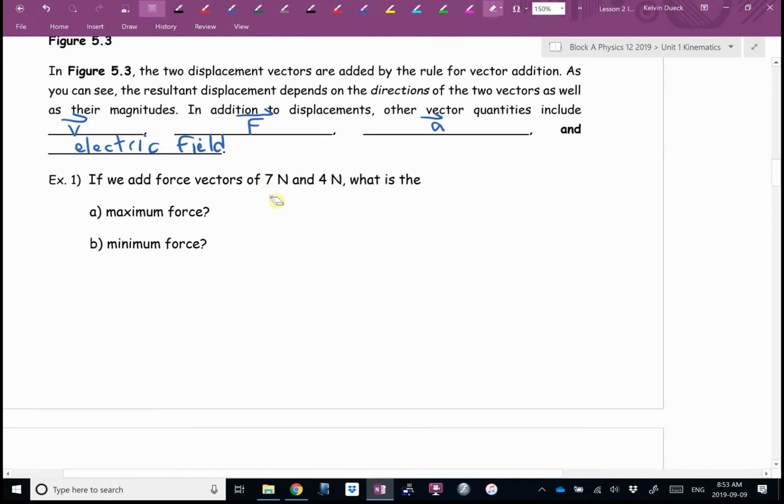If we add together force vectors of 7 newtons and 4 newtons, what's the maximum magnitude of the force that I can possibly get? What's the biggest it can be? Nat? Yep. What's the smallest it can be? In your head? Nope. Smallest magnitude, so we don't care about negative direction, just smallest magnitude. What's the smallest you can get? 3, yeah. And then, if they're not in a straight line with each other, you can get every possible decimal value combination in between 3 and 11.